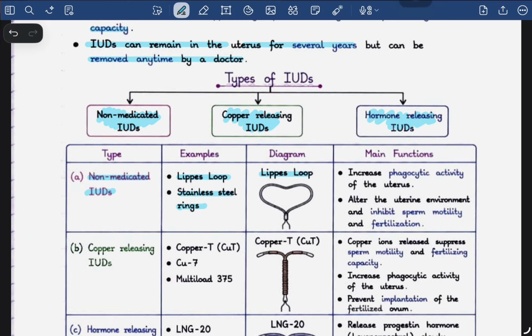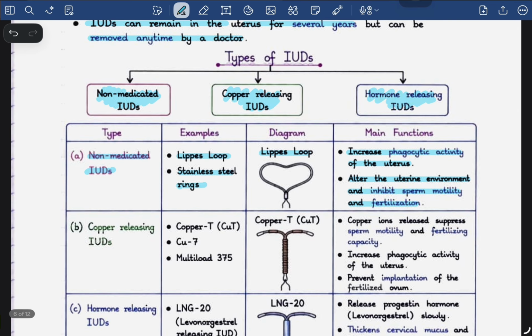This is an example or a diagram of Lippes loop. It increases the phagocytic activity of the uterus. They alter the uterine environment and inhibit the sperm motility and fertilization. So it changes the uterine environment, it decreases the fertilization rate, and it stops the sperm from being motile by increasing the phagocytic activity.